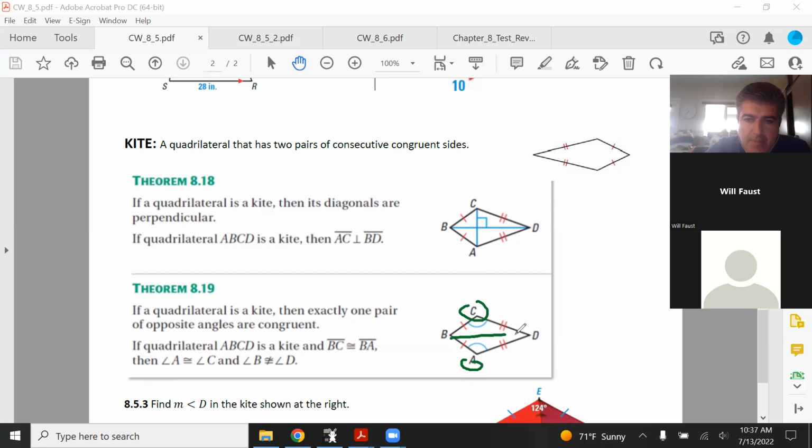And we have one pair of congruent angles, these right here. And that's because we wind up getting two congruent triangles if you draw diagonal BD. BD is shared between both triangles, so by side, triangle BCD is congruent to triangle BAD. Therefore, the opposite angles are going to be the same because these are congruent triangles. But B and D are not necessarily going to be the same.